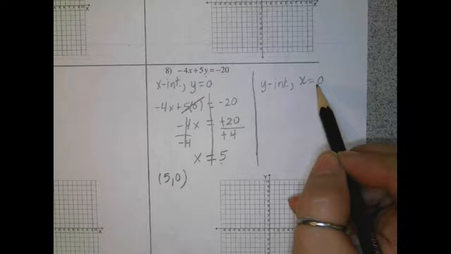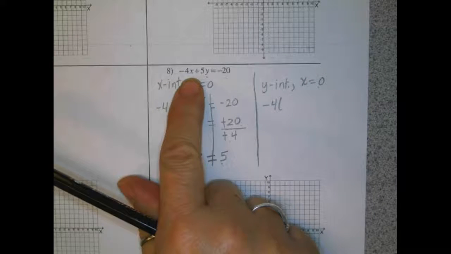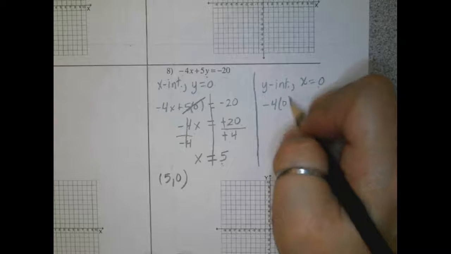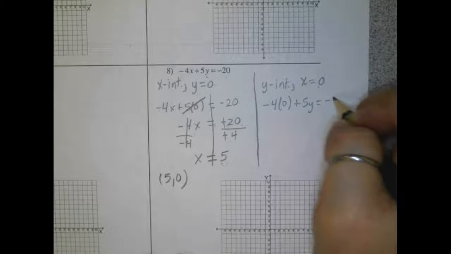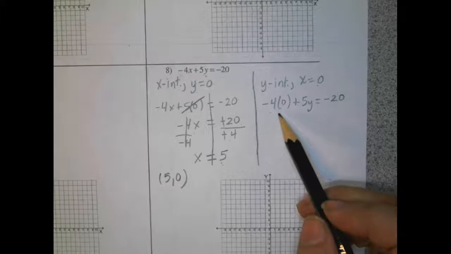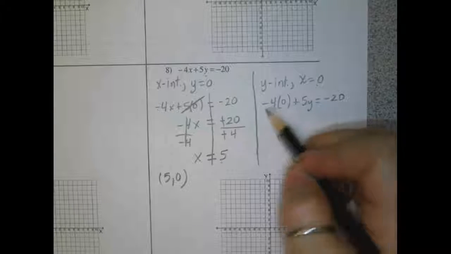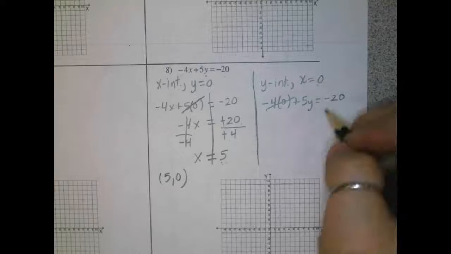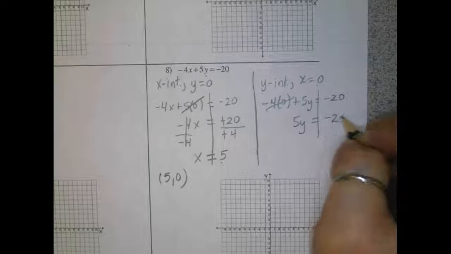Now this time x is going to be 0. So I have a negative 4, and instead of x, I'm going to put in parentheses a 0, plus 5y equals negative 20. Okay? What happens to anything times 0? It becomes 0. So I can just cross that off. So my new equation is much easier. I have a positive 5y is equal to a negative 20.